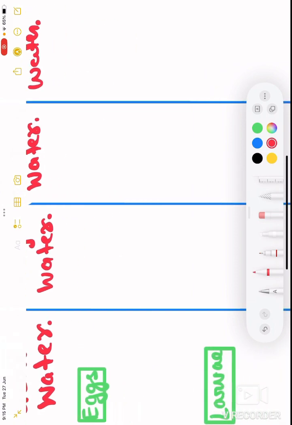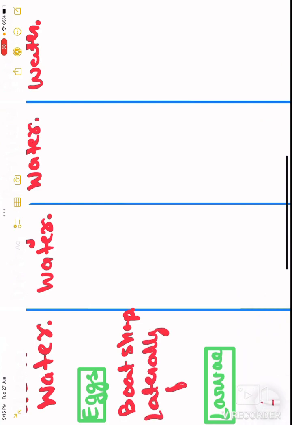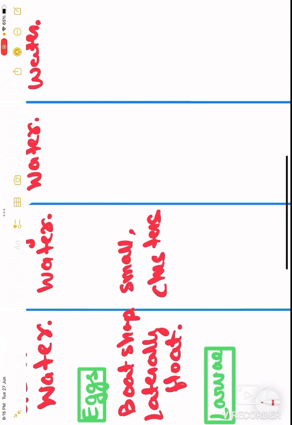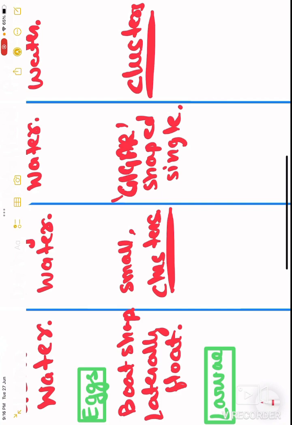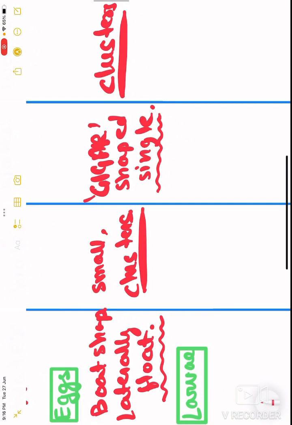Now coming to the eggs. Eggs of Anopheles are boat shaped, right? And they float laterally. For Culex, the eggs are small and in clusters, right? And for Mansonia also they are clusters. For Aedes, it is cigar shaped, like cigarette shaped, and they are single, right? So Culex and Mansonia are in clusters, whereas Anopheles and Aedes are single, right? And they have a unique shape.